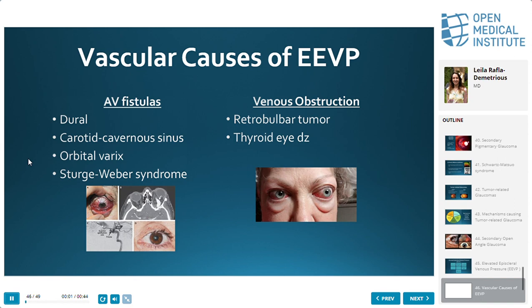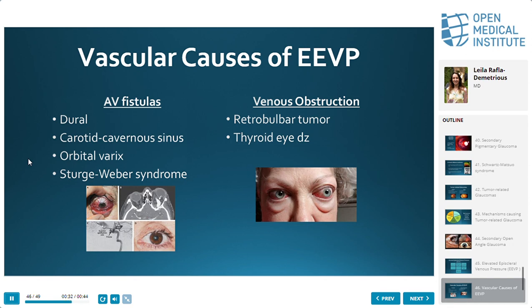So what are the causes? There are dural fistulas, CCF, or carotid cavernous sinus fistula, orbital varices, and Sturge-Weber. Over here, there's a nice schematic from online of a CC fistula. And then there's some imaging, and they're stenting it or embolizing it. And then this is the eye afterwards. So uncommon, but somebody who has a very chronic, especially asymmetric, red eye should be evaluated.